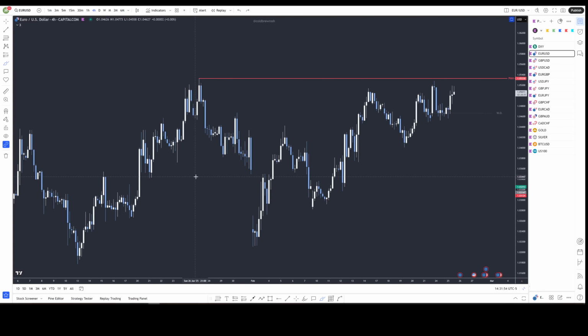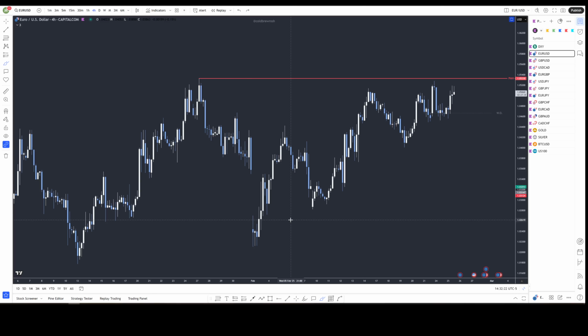Hi guys, I wanted to take a look at Euro USD because I was watching the 4 hour and it was not too clear for me. So I wanted to break down what exactly happened on the 4 hour, because clearly we are in a market maker buy model, sell side of the curve, buy side of the curve. And what exactly happened here on the 4 hour? What were the signs for the bullishness?